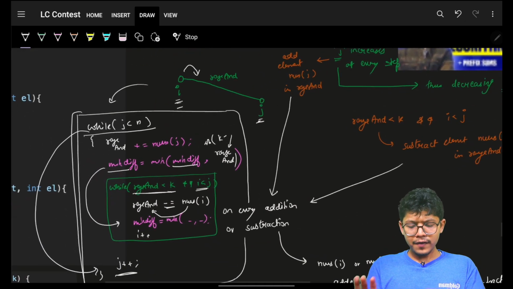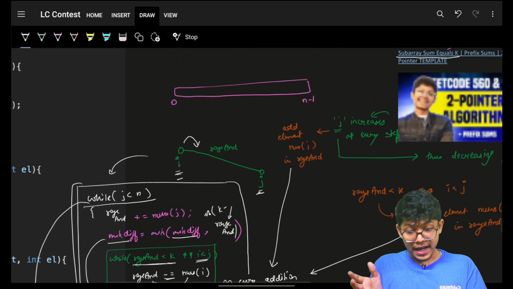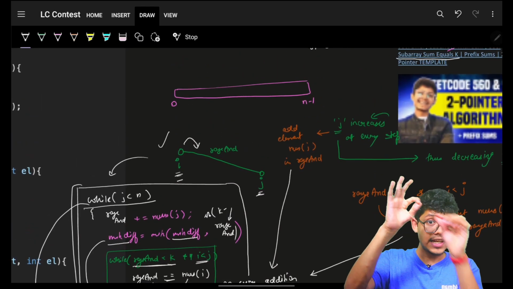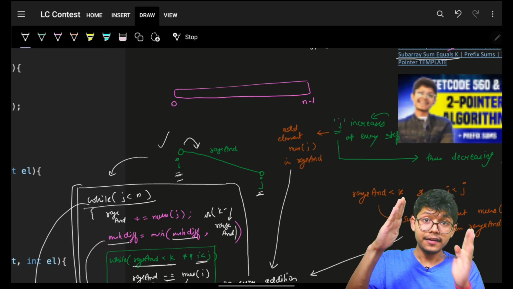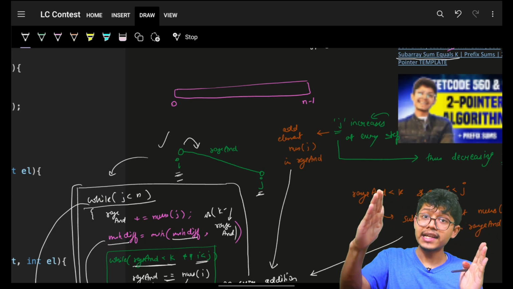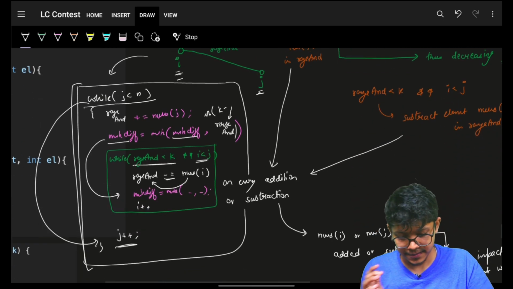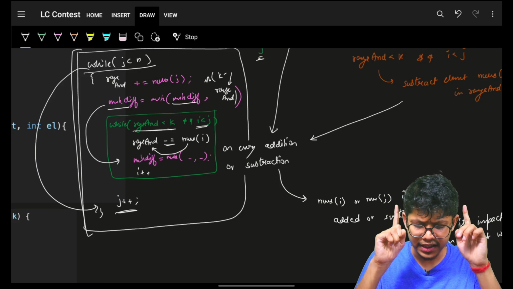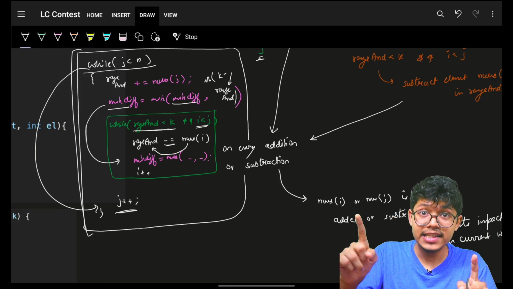Now, we use the exact same stuff. And we know why we can use it, because we know that our range AND is monotonically decreasing. We increase our j, range AND will decrease. We increase our i, range AND will increase. Make sure, always, I say range AND will decrease; decrease means non-increasing, increase means non-decreasing.